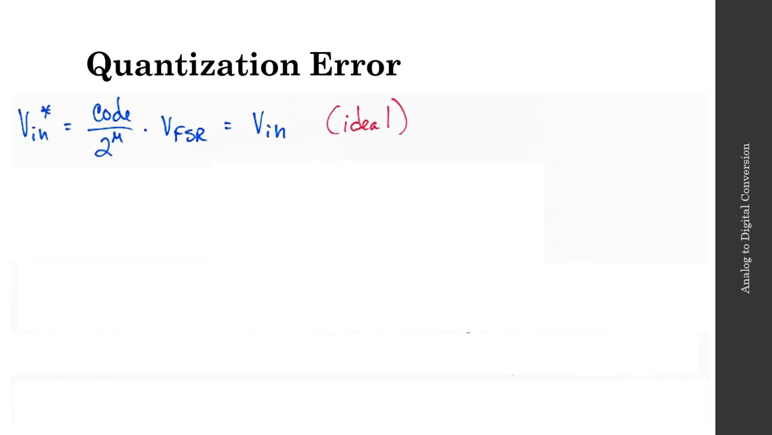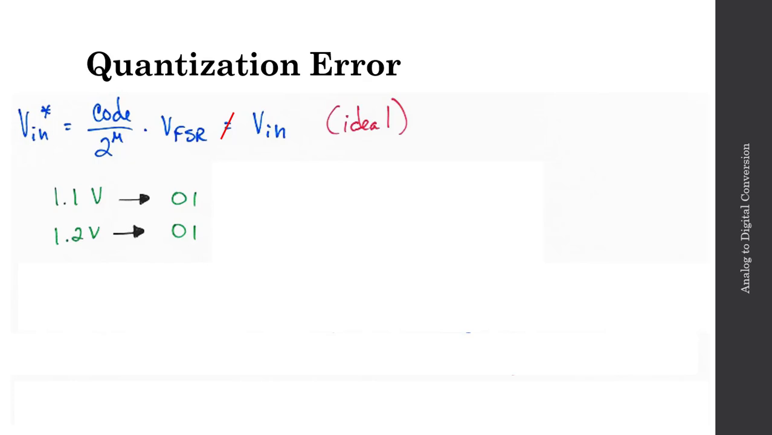That approximate input voltage that I'm recovering would be equal to the true input voltage Vin. That would be the ideal scenario. However, in reality, that's certainly not the case. A simple example here is to go back to that 2-bit analog to digital converter that we've been discussing. If I had an input voltage Vin of 1.1 volts, my output code would be 01. And if I had an input voltage Vin of 1.2 volts, my output code would still be 01.